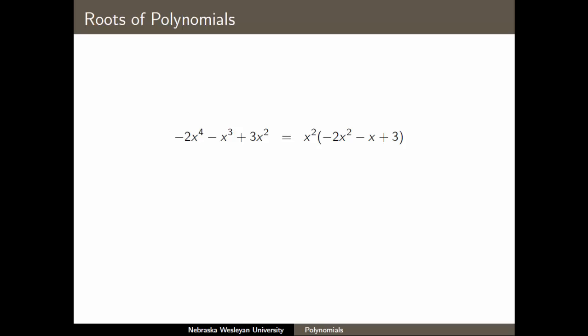I'd like to factor the portion that's in the parentheses, but the negative sign on the x squared makes that a little bit difficult for me. So I'll factor out the negative as well. Now I'd like to factor this into two parts.